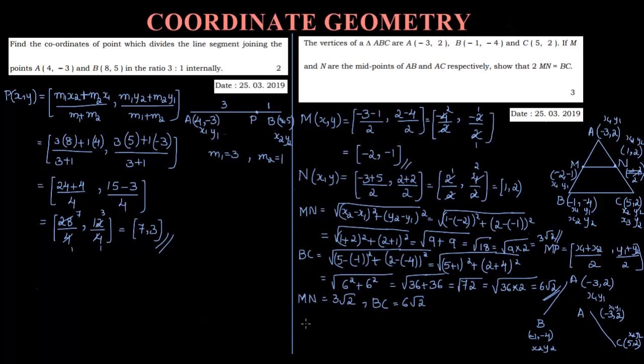So they have said 2 MN, right? So if I am taking 2 MN, then what I am doing, actually I am just multiplying 2 with this MN, right? So 2 into 3 root 2. How much you are going to get? You can observe here 3 times 2 is 6 and root 2 as it is, right? So you got the same answer here. So you can observe this. It is actually proved 2 MN is equal to BC. 2 MN is also 6 root 2, and this one BC is also 6 root 2. So it is proved 2 MN is equal to BC. Hence proved.